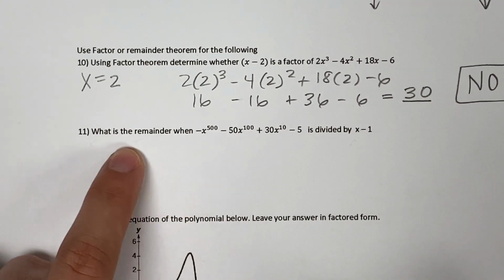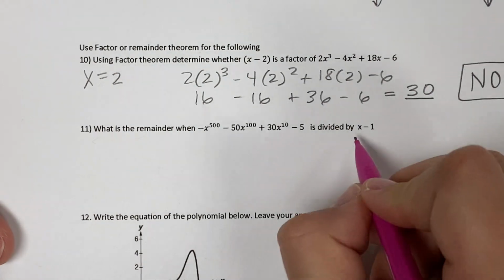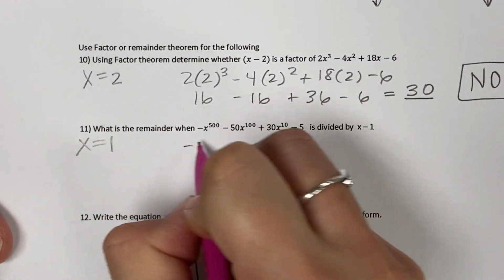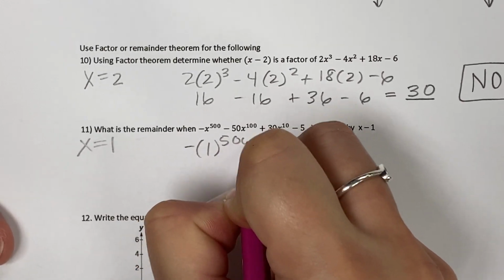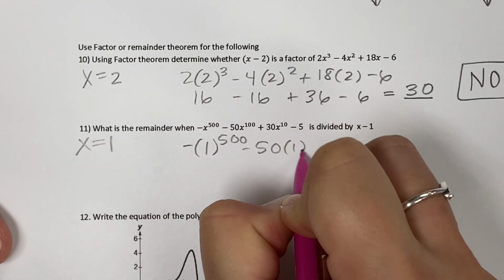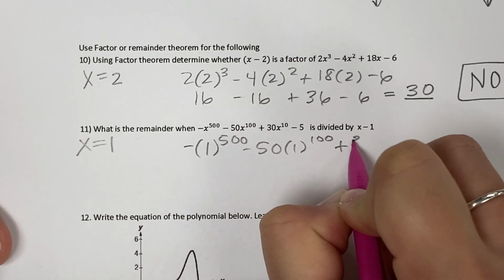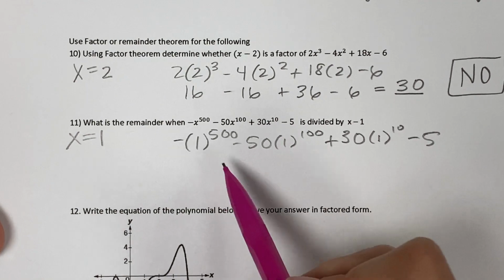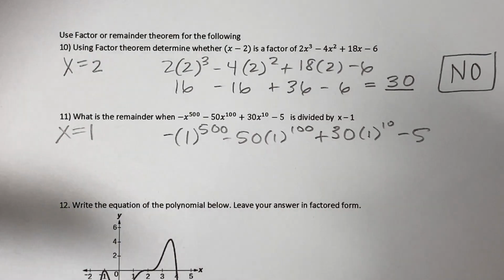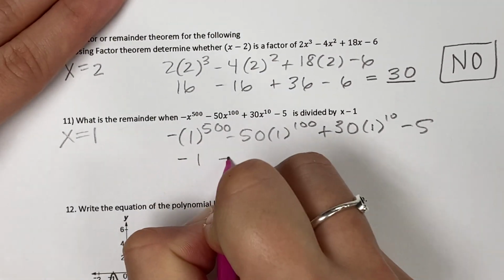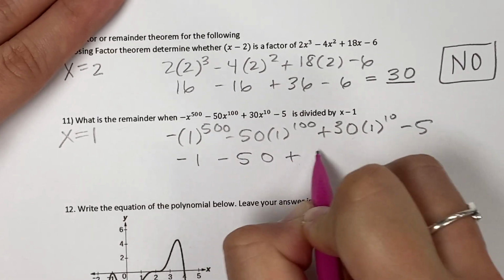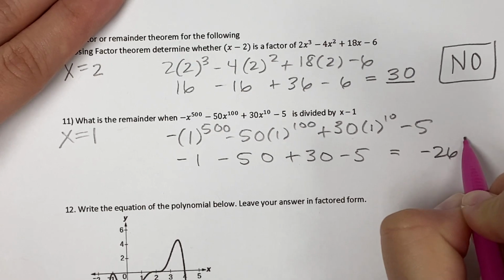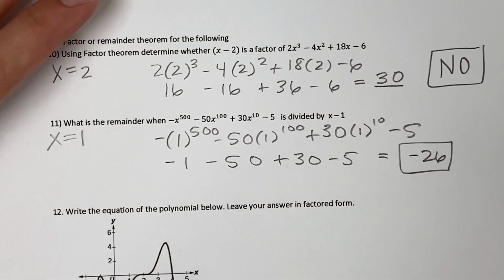Okay, the next one is what is the remainder? So our answer will be a number. We're dividing by x minus 1. So x equals 1. So plug in 1. This one stresses people out because of how big the exponents are, but we've done this one in class. 1 to the 500th power is still 1. So this will just be negative 1 minus 50 plus 30 minus 5. And you get negative 26 is the remainder.